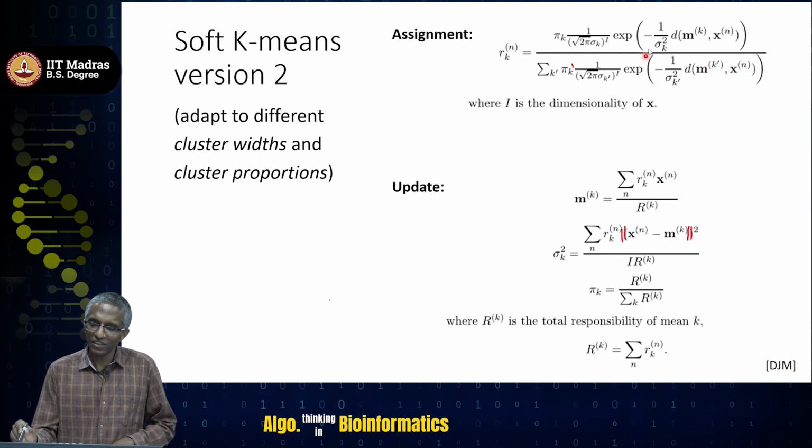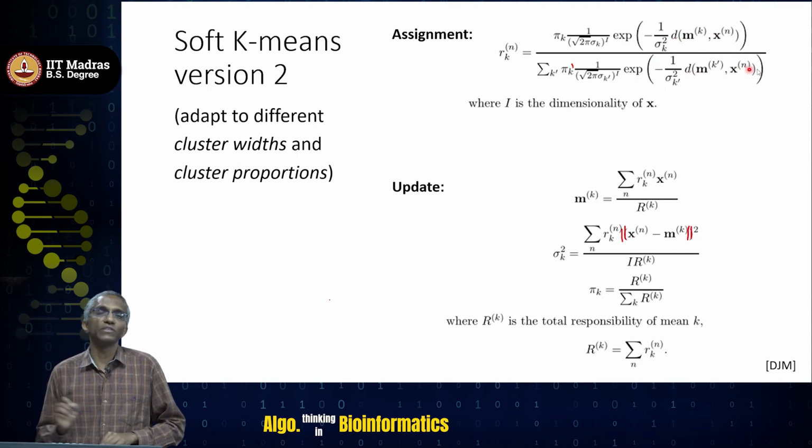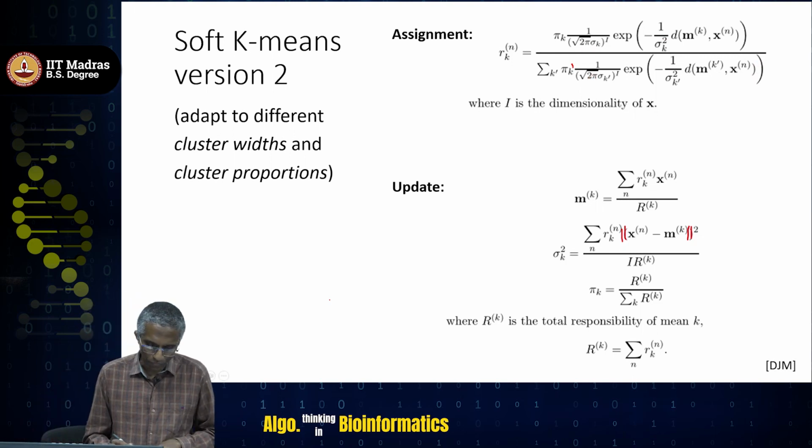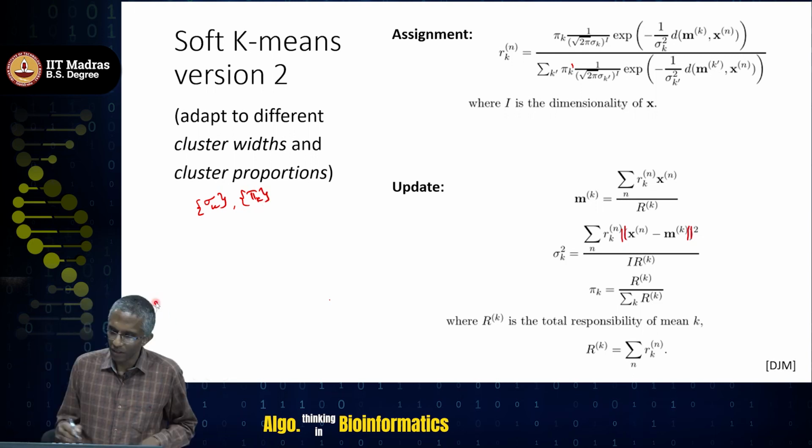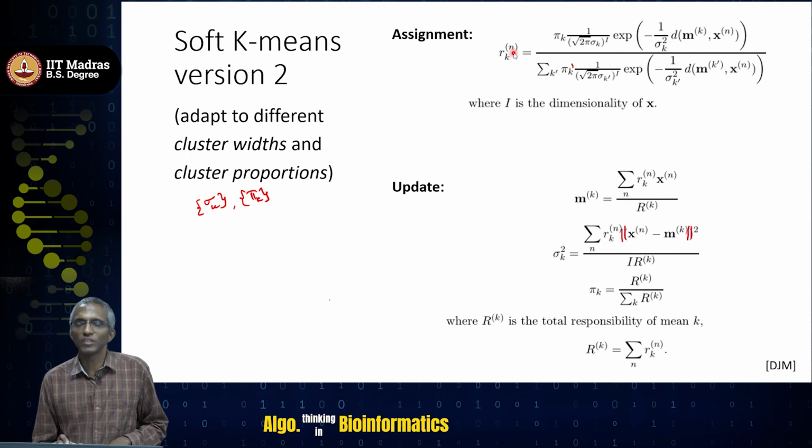So what was initially only e to the minus beta times this distance, divided by the sum over e to the minus beta times this distance with k replaced with k prime, now has extra terms because we need to handle this sigma k, which is the cluster-specific widths, and then we need to handle pi k, which is the cluster-specific prior proportions, right? So that is the change in the assignment step, the responsibility vectors.